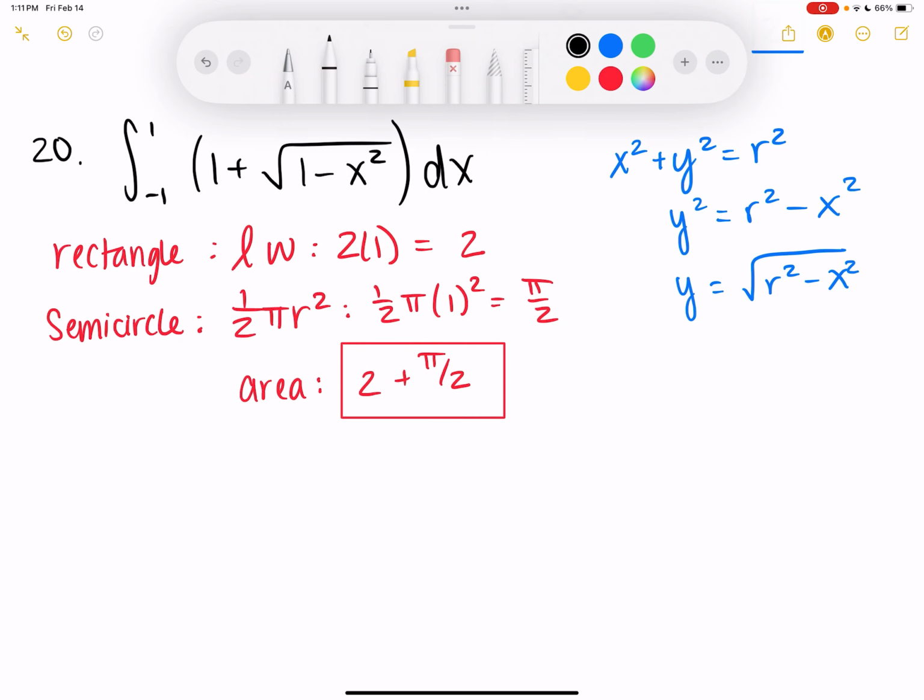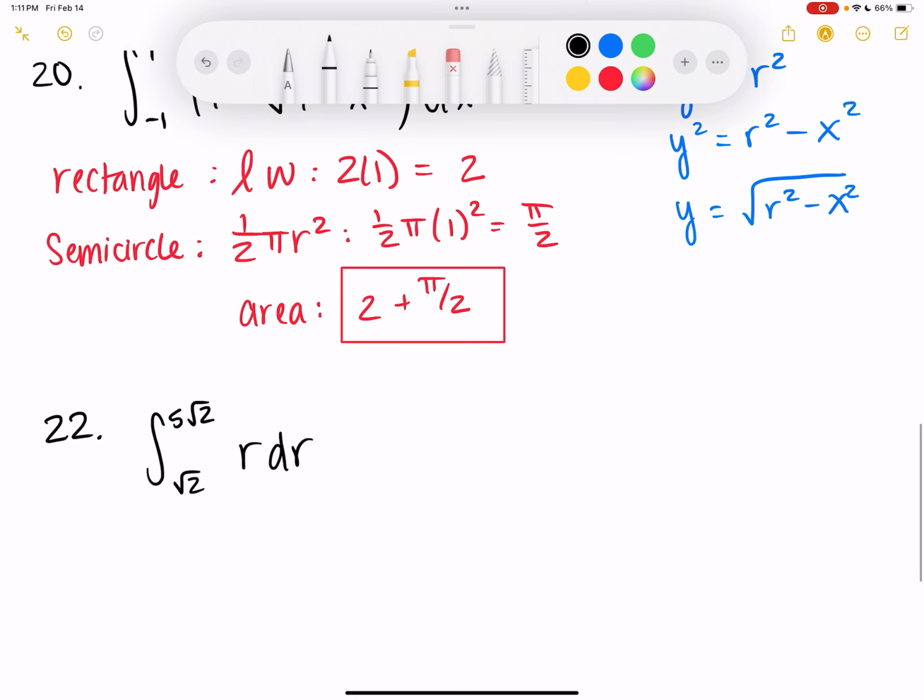All right. Back to how we were doing them. 22. The integral from root 2 to 5 root 2 of r dr. So what would the antiderivative of this be? 1/2 r squared.